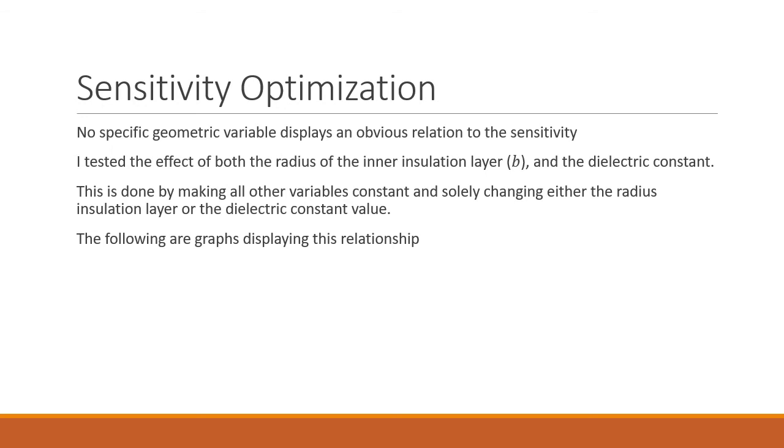From the previously specified equation for the sensitivity, no specific geometric variable displayed an obvious relation to the sensitivity. I tested the effect of changing both the radius of the inner insulation layer, represented by B, and the dielectric constant on the value of the sensitivity. This was done by making all other variables constant and solely changing either the radius of the insulation layer or the dielectric constant value. The following graphs display this relationship.